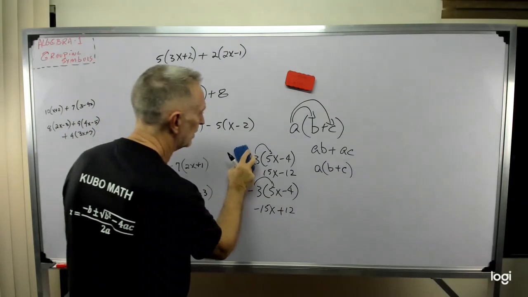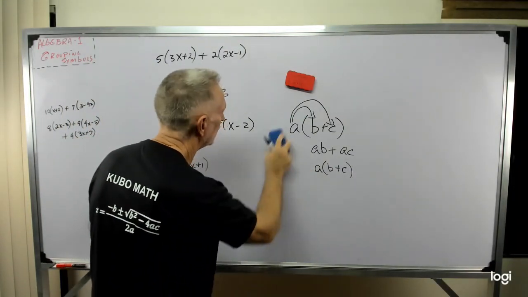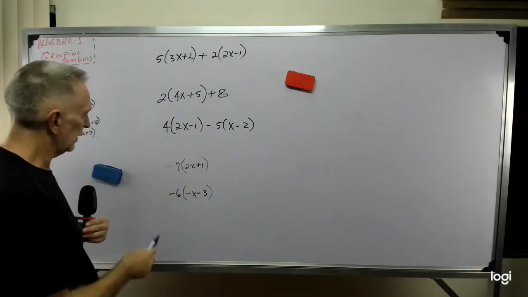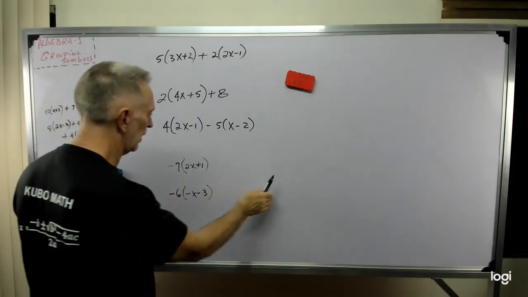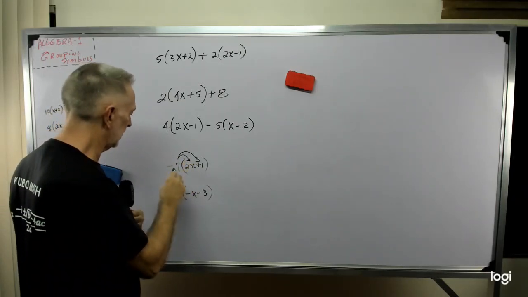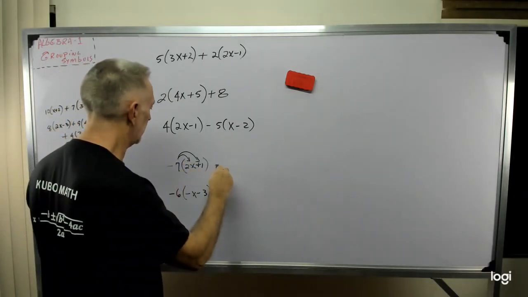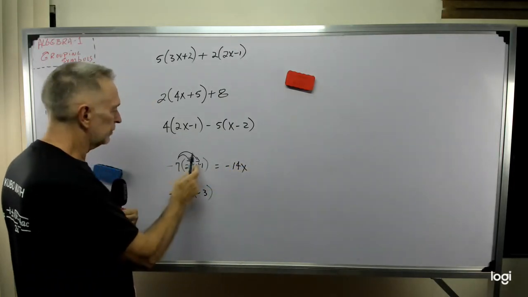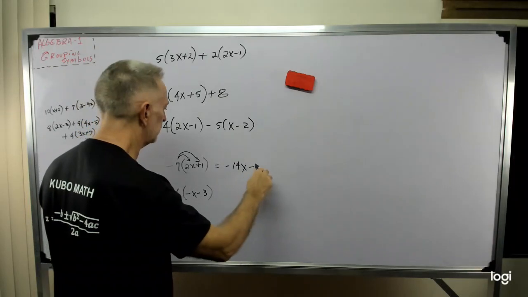Let me get these out of the way so we can use that as our workspace here. Negative 7 times 2x, very similar to this one. Distribute that to the inside. Negative 7 times positive 2x equals negative 14x. Negative 7 times positive 1 gives me a negative 7.